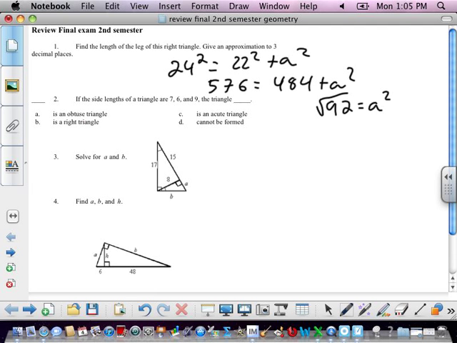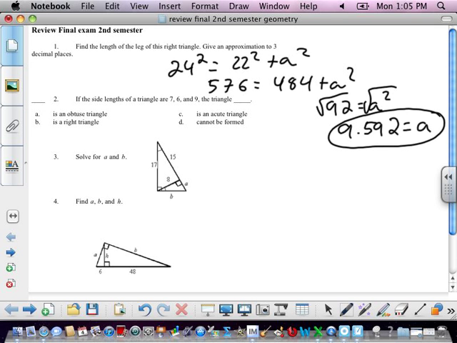We square root both sides. Square root of 92 gives us 9.592, because we rounded up. Any questions about that?